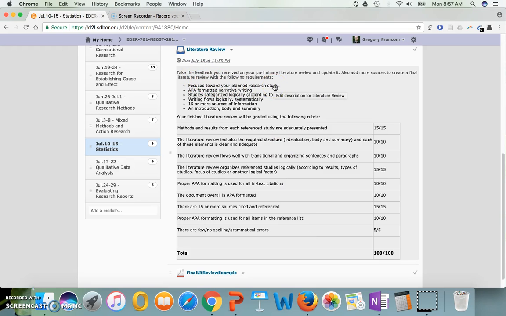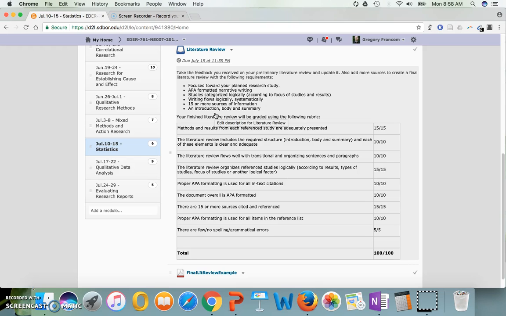So now you've got a better idea of what your research study will be. So you focus toward that. You categorize the studies logically according to the results. And then writing flows logically and systematically, and it has an introduction, body, and summary. So each literature review has its own introduction and summary or conclusion that are written by the author of the literature review, so you'll write those on the issues.